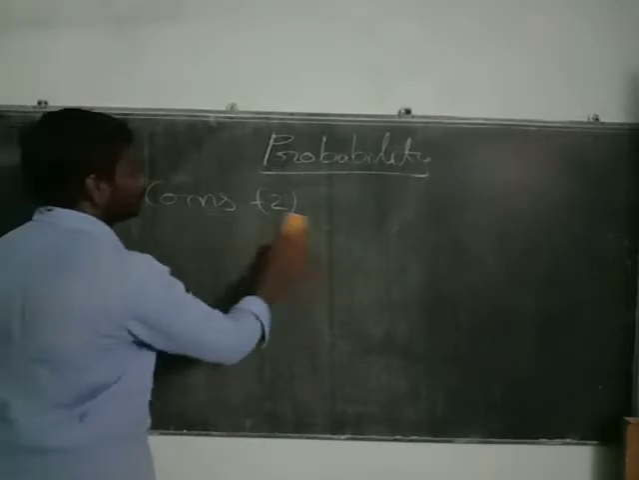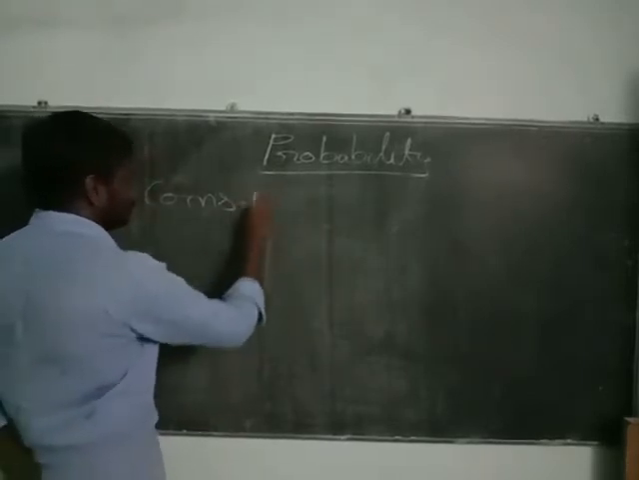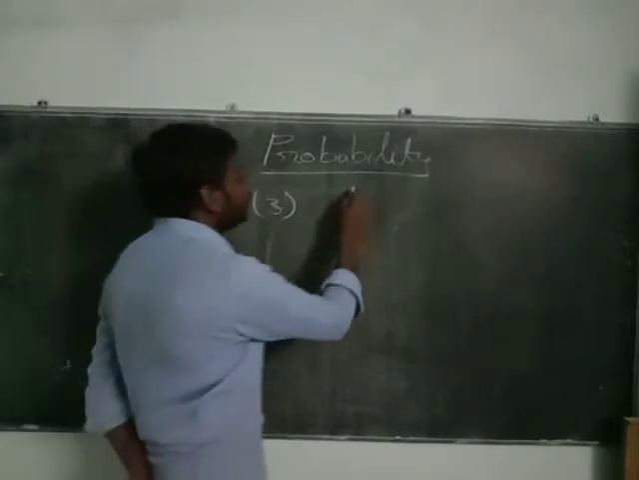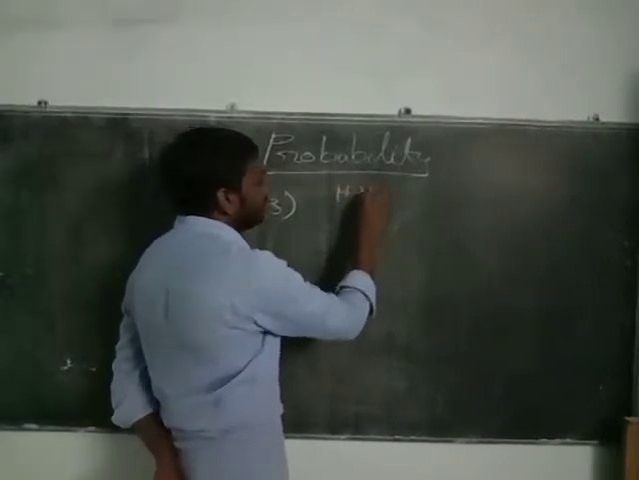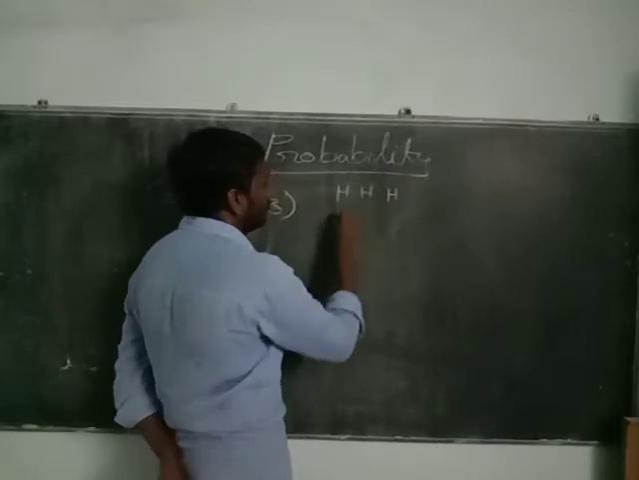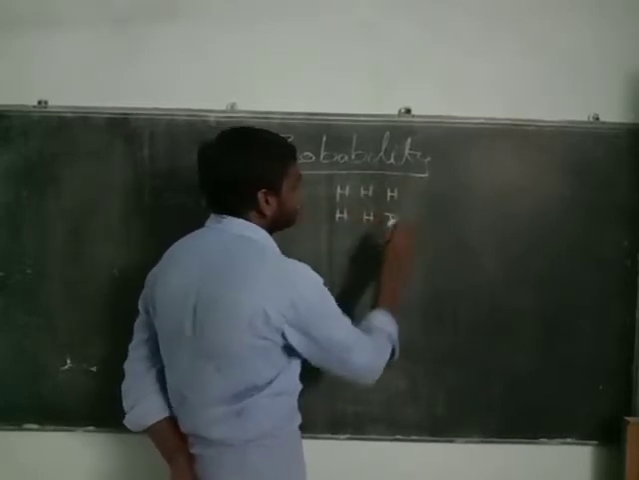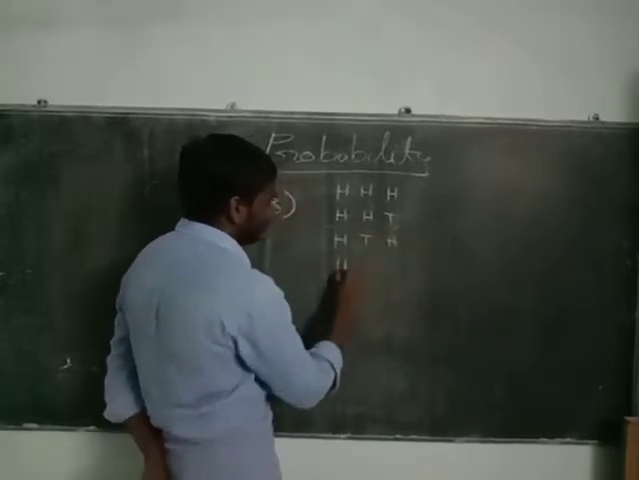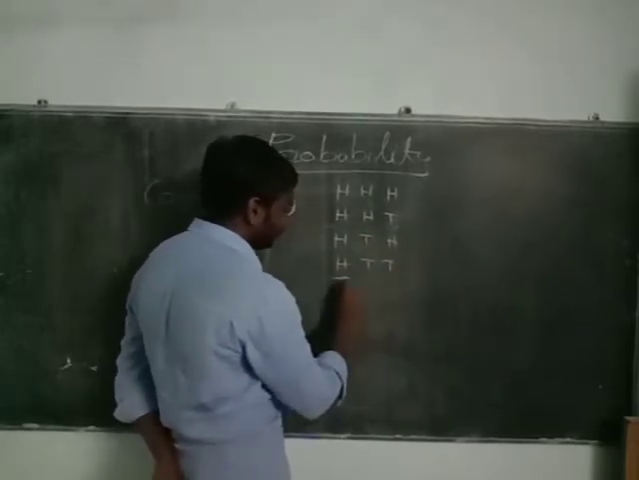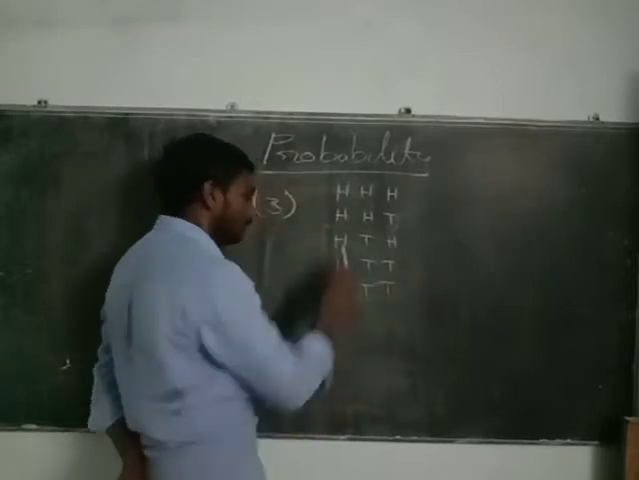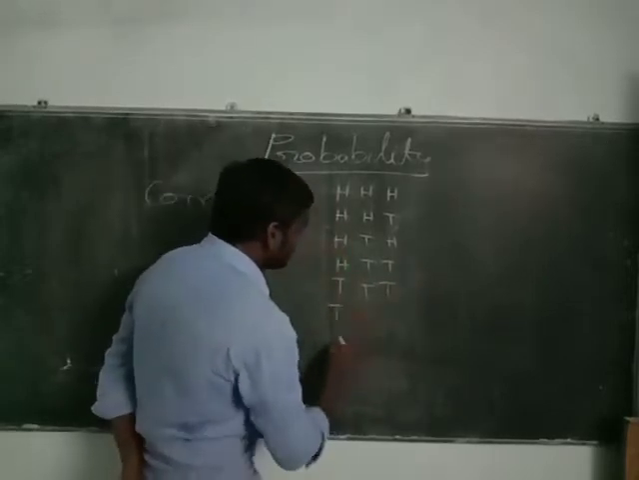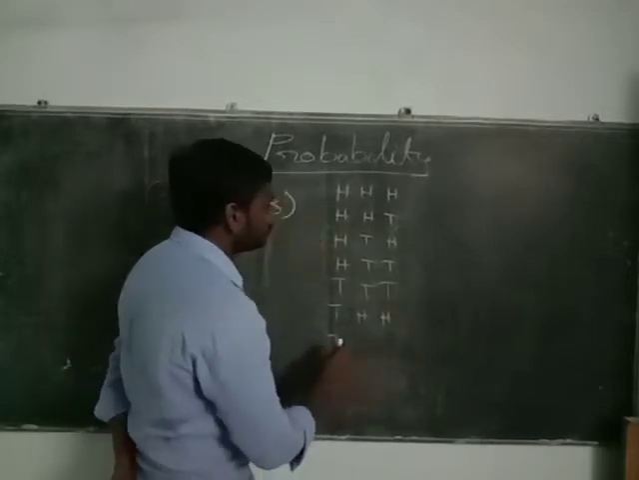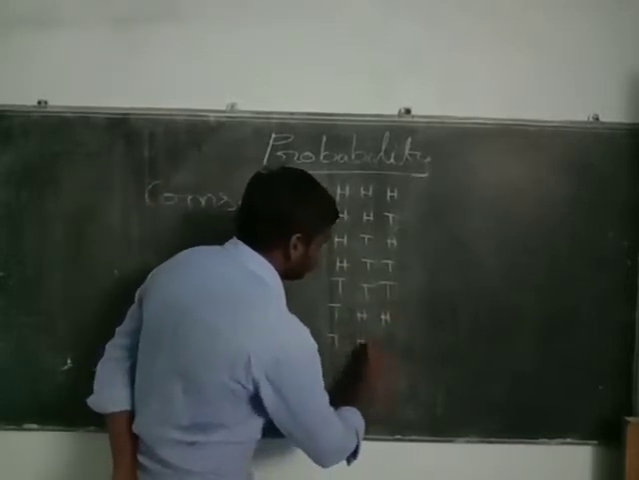Let me take 3 coins. If I am tossing 3 coins, what are the possible types of outcomes? Let me show. There might be head on all 3 coins, 2 heads and 1 tail: head, tail and head; head, tail, tail; tail, tail and tail; and also tail, head and head, tail, head and tail.